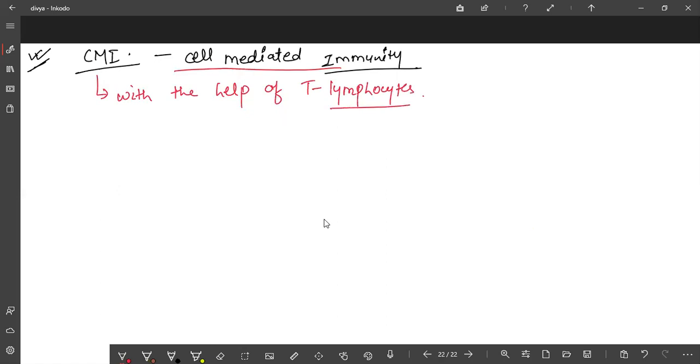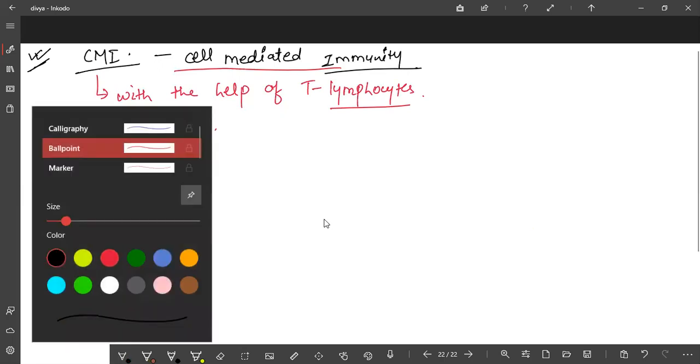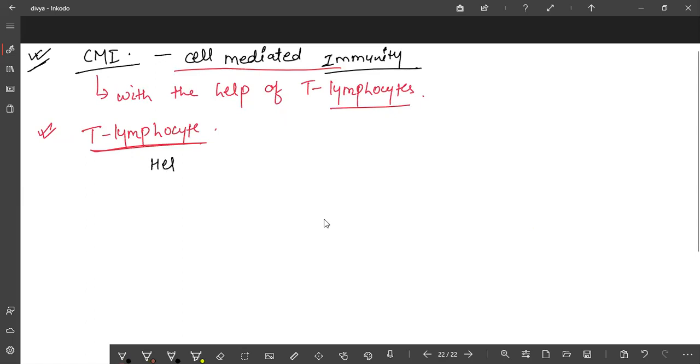Basically, this T lymphocyte is of so many types. We will discuss the types. It is helper T cell. I am writing helper T cell because you have to study about AIDS also. The AIDS virus affects helper T cell, and helper T cell is a type of T lymphocyte. In short, we write it as T helper cell. Is it clear to you?